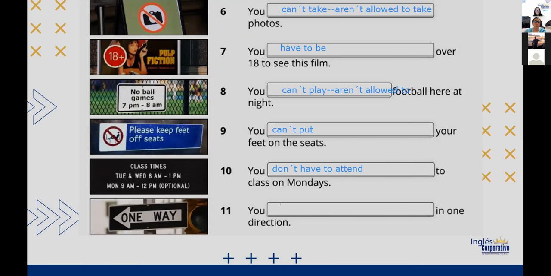You have to go in one direction only, right? In one direction. Yes, like the directioners. If you go in the other direction, you are on the opposite side, right? So you can get in trouble. All right. Any question? Any doubts?